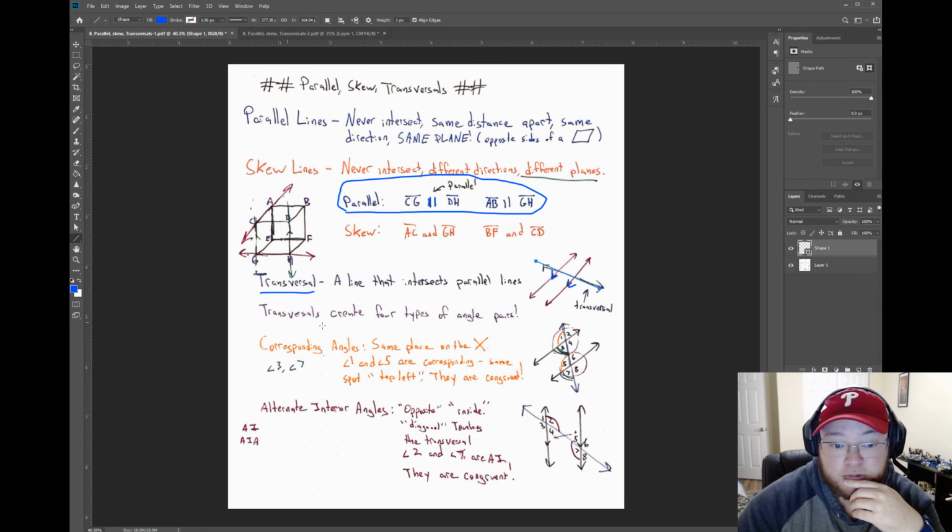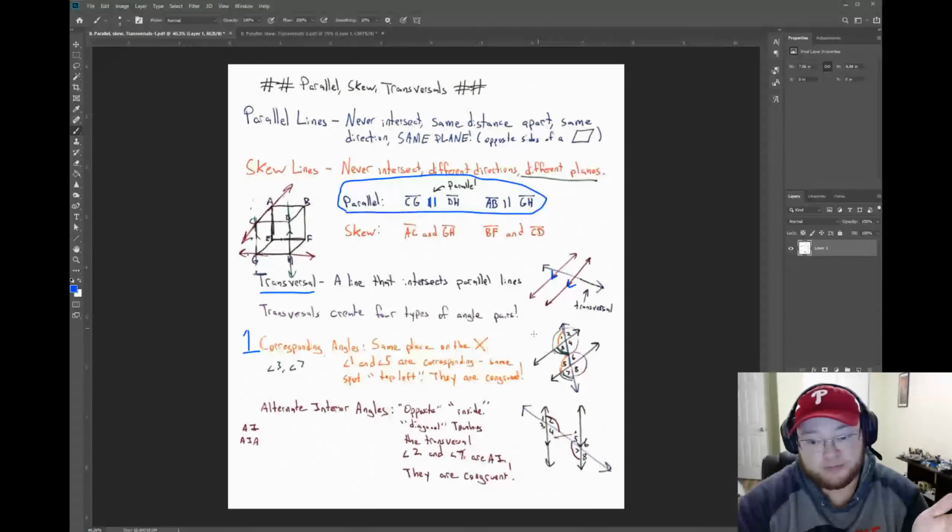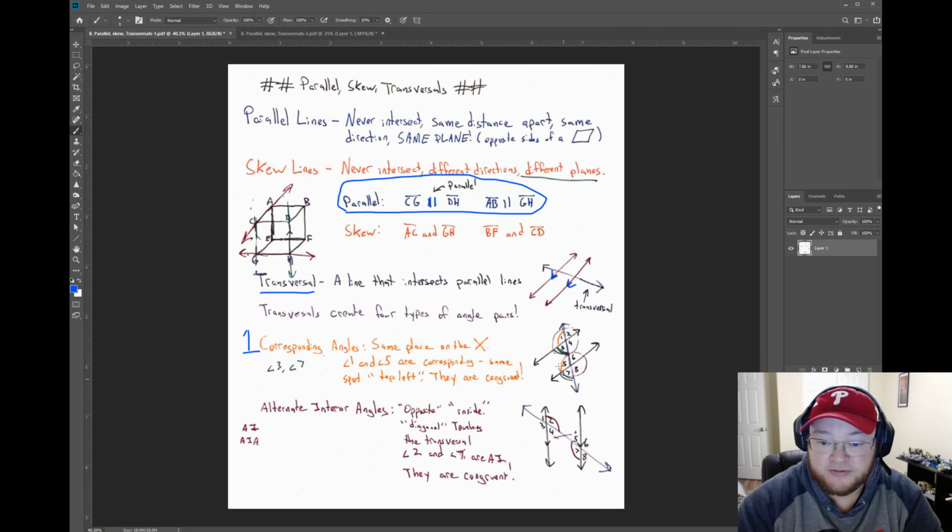Transversals create four types of angle pairs. And that's what this whole section is about, basically. Number one thing you've got to know: corresponding angles are the same place on the X. If you think of each of these intersections of the transversal, 1, 2, 3, 4 is one X, 5, 6, 7, 8 is another X, they're in the same spot.